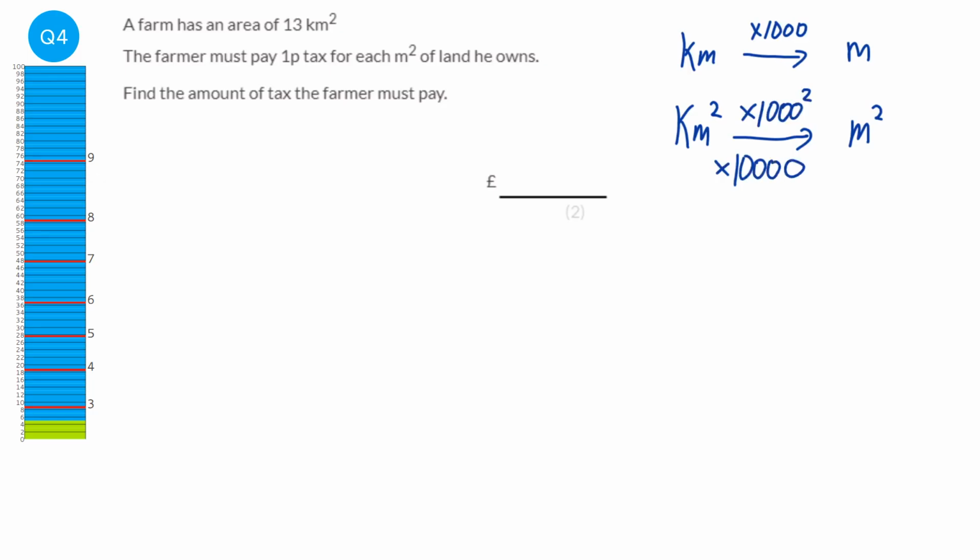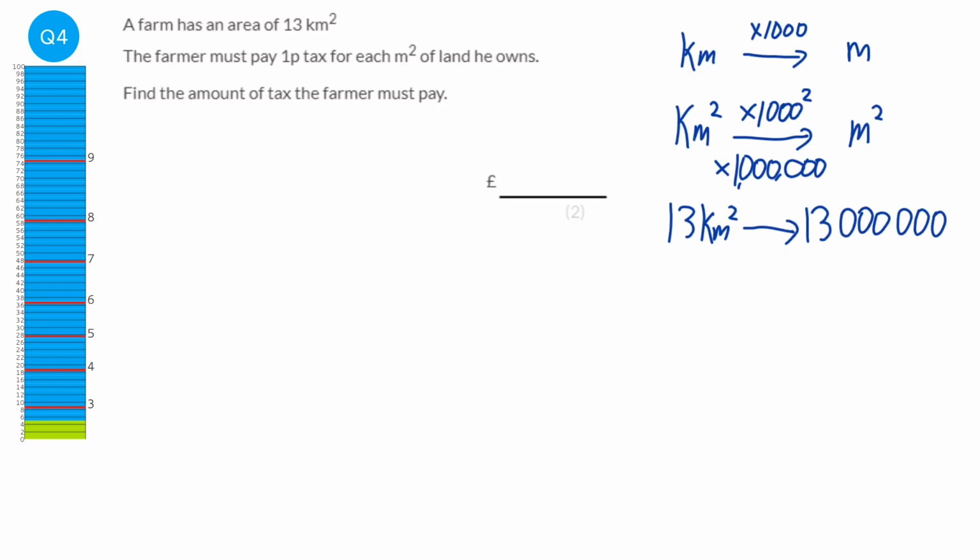Okay, so I'm actually timesing it by not 1,000, but 1,000 squared. So that's another 3 zeros. You can see here that that's a million. So we times it by 1,000,000. So 13 kilometers squared is going to be the 13, and then it's going to be times by 1,000,000. So 1, 2, 3, 1, 2, 3. So it's going to be 13 million.